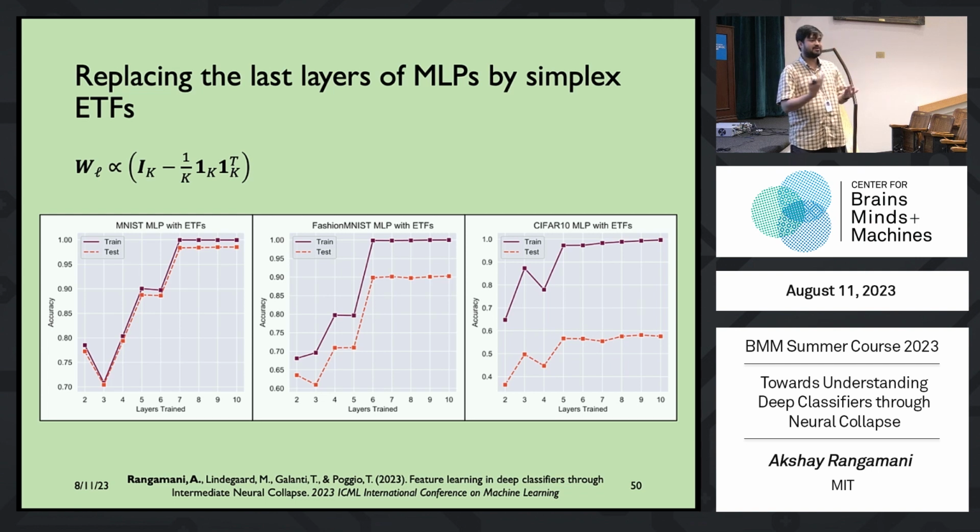So this is just another way to confirm that the layers are indeed collapsed, and you don't really need to train them. Everything else is the same, the same data set. You just replace the last 3 layers.